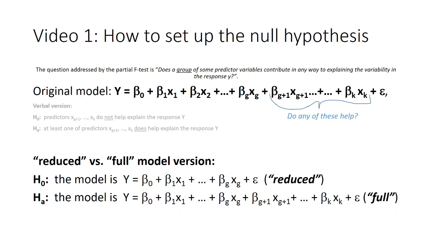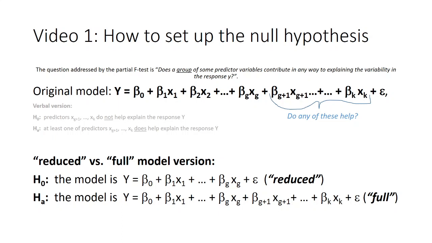hypothesis is the model of y equals beta naught up to x g, and this is the model where we throw out the dead weight, or so we think it's dead weight, versus the full model, the alternative hypothesis, y equals beta naught up to all of the k predictors, and that's our full model. So this is another way that we could represent the null and the alternative hypothesis.